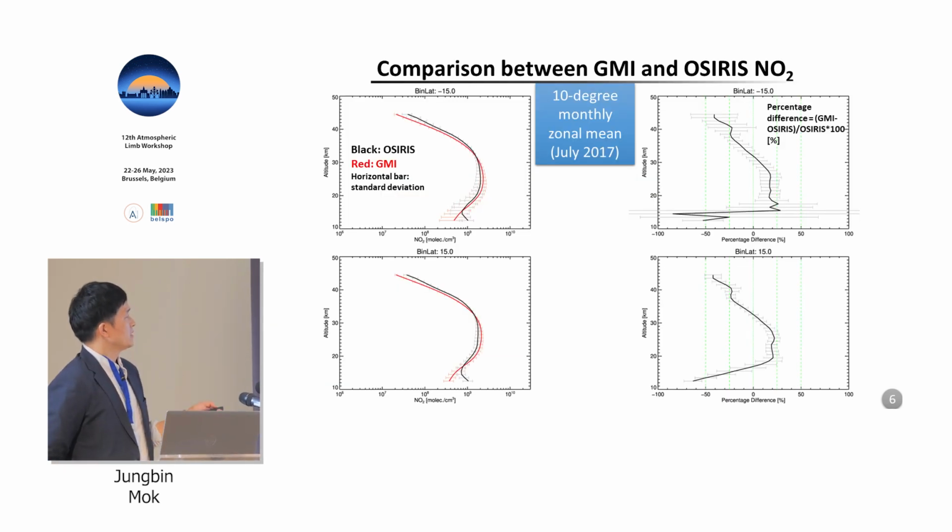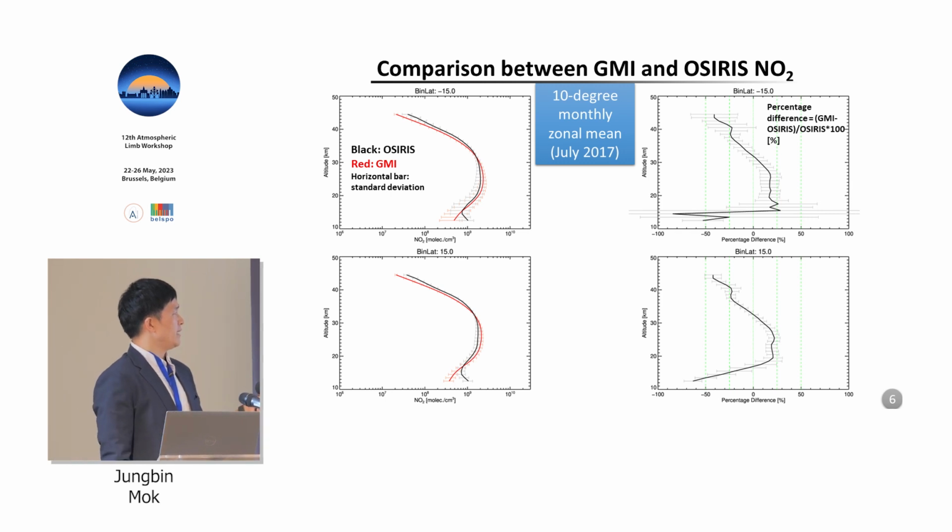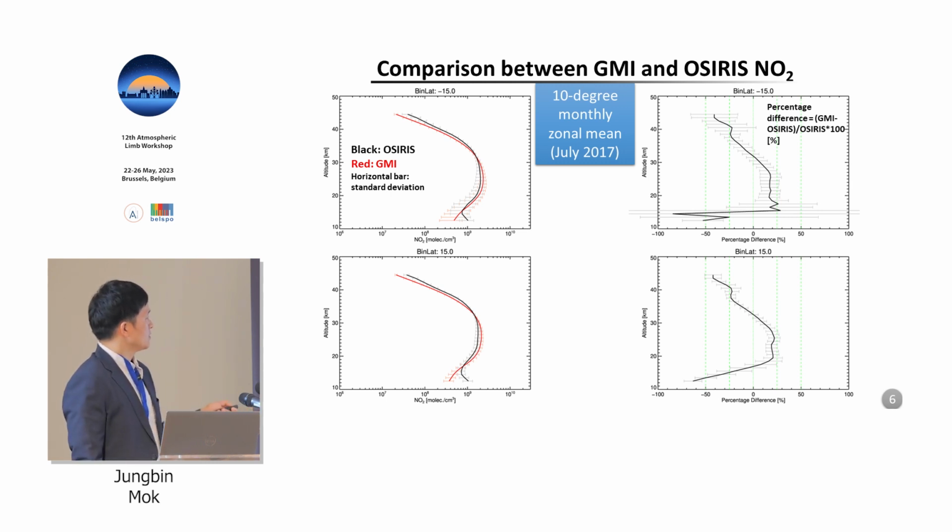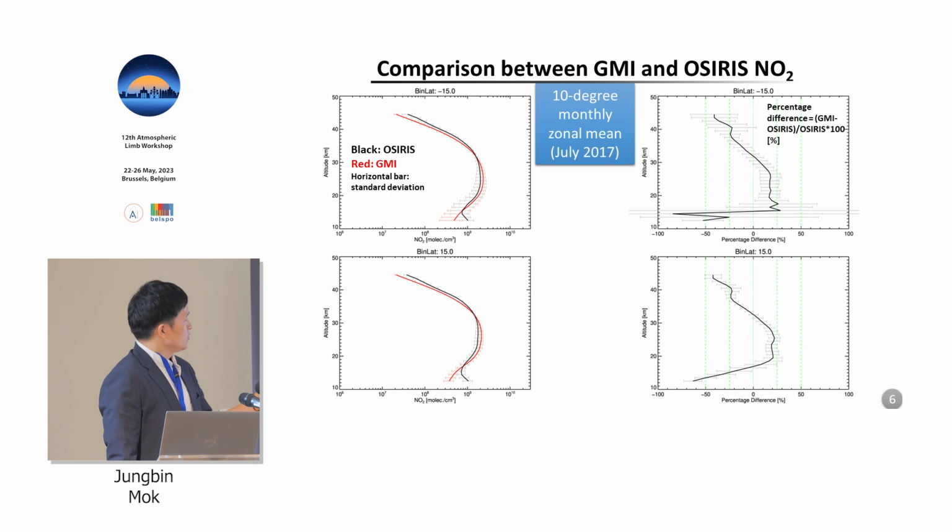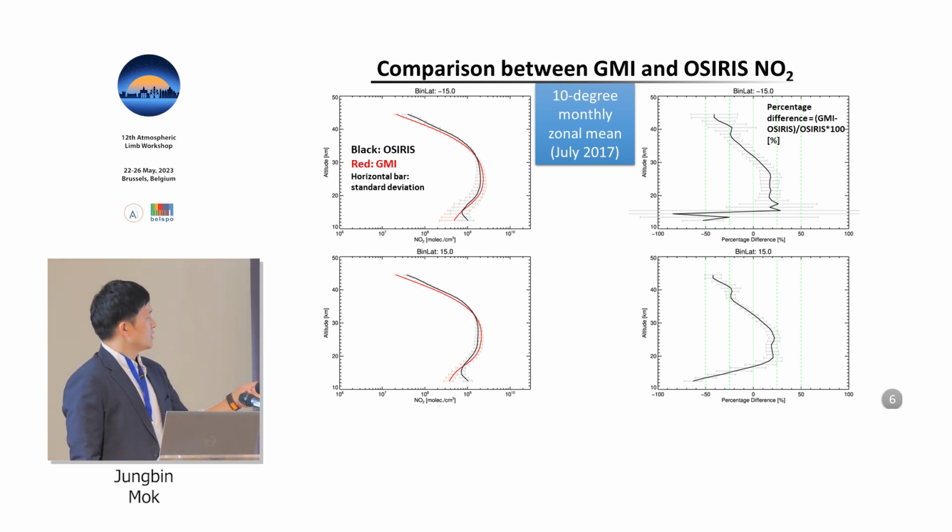This is a comparison between GMI and OSIRIS NO2. We use a 10-degree monthly zonal mean in July 2017. The left panel shows OSIRIS and GMI in black and red, and the horizontal bar is one standard deviation. As you can see, it shows a general agreement within 1 sigma standard deviation.